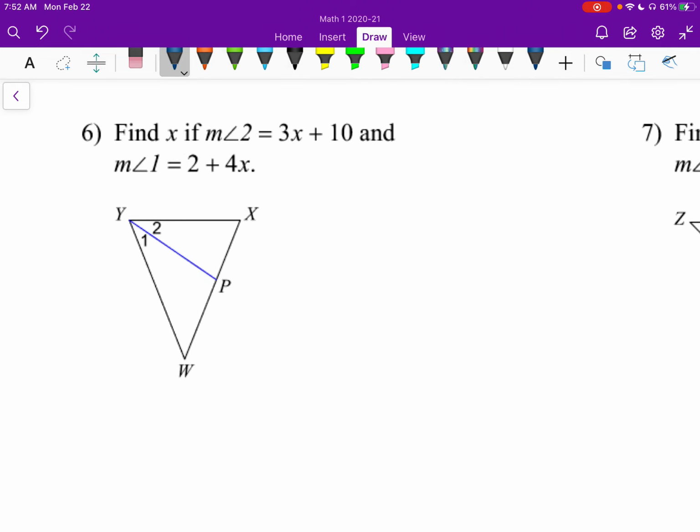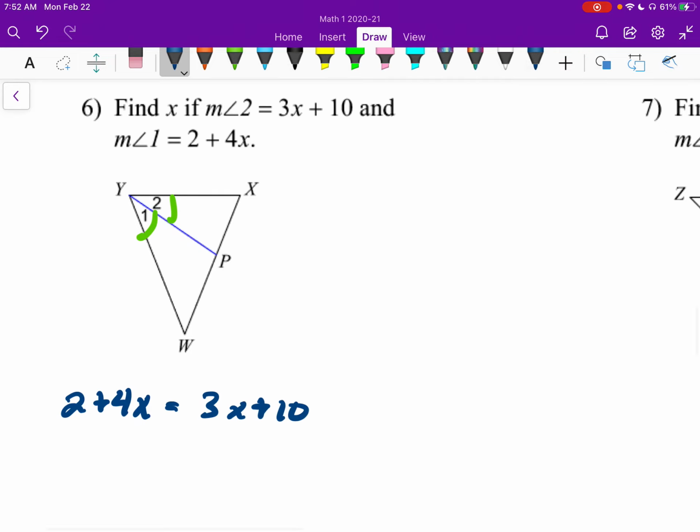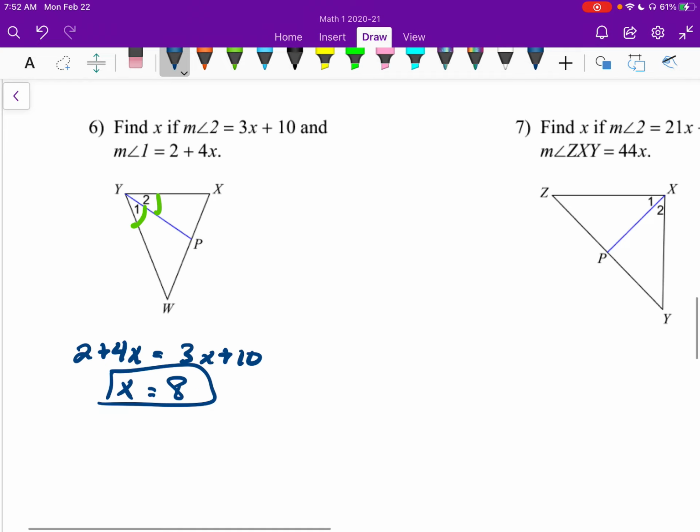Let's look at number 6 here. This tells us that measure of angle 2 is 3x plus 10. Measure of angle 1 is 2 plus 4x. Well, we know that 1 and 2 are congruent, right? Because they are the angles that are bisected. So this one's a little bit easier. I can just set these two things equal to each other. So 2 plus 4x equals 3x plus 10. I'll put my x to the left, I'll subtract my 3, and then I'll just get a plain old x. Now I'll subtract my 2, and I'll get an 8 over here. There we are.